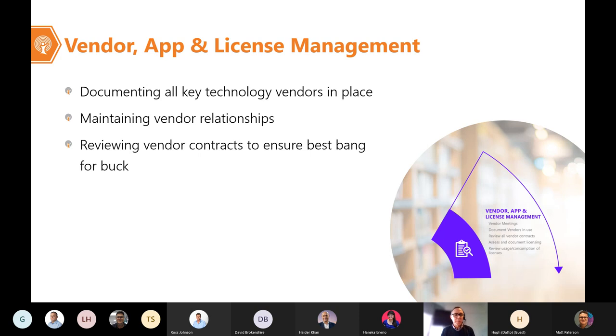So the next sort of piece of the puzzle is vendor and application and license management. As an example, we've got a client that has 14 branches all around New Zealand, and historically they had a lot of servers based in Auckland, so the network was configured in such a way that everything went back to Auckland.